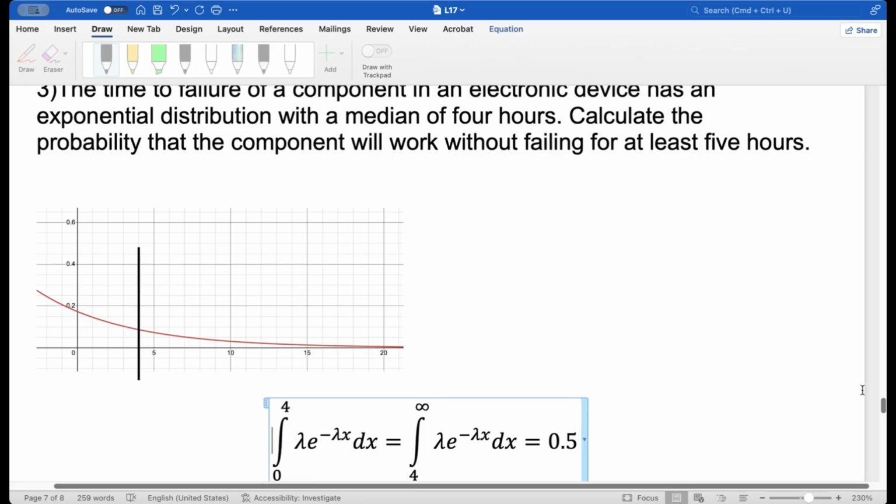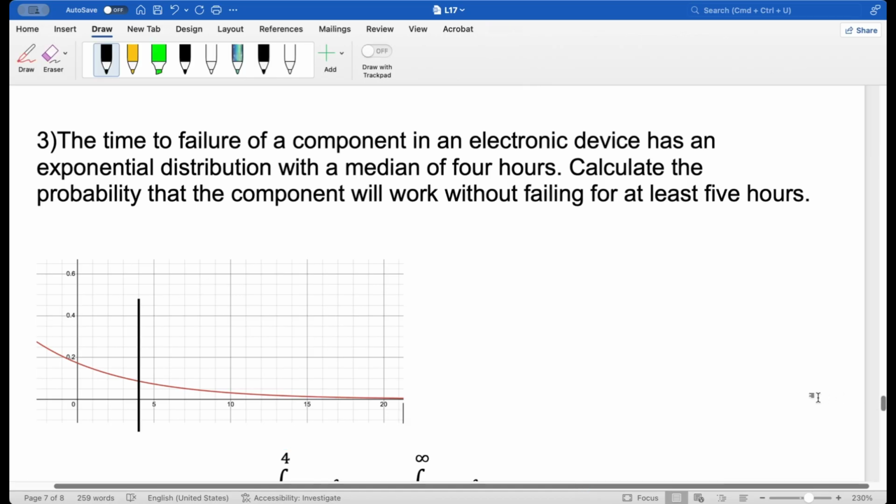Okay, third problem up. The time to failure of a component in an electronic device has an exponential distribution with a median of 4 hours. Calculate the probability that the component will work without failing for at least 5 hours. So be careful here. The word is median. Median and mean are not always the same thing. In a normal distribution, they're the same, but not here necessarily. So the median is the value that splits the data in half. So you have half the probability to the left and half to the right. So 4 is the median.